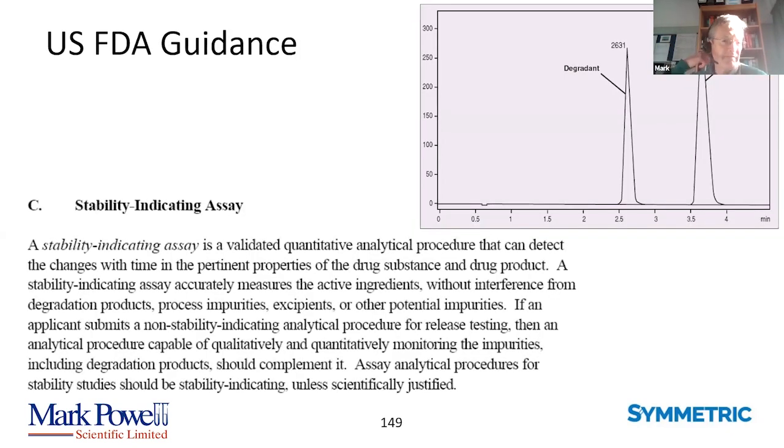So US FDA published some guidance some while ago on what it counted as a stability indicating method. So a validated quantitative method can detect changes with time in the pertinent properties of drug substance and drug product. So it talks about disappearance of the active and appearance of degradation products. It also says something remarkably stupid. It says assay analytical procedures for stability studies should be stability indicating unless scientifically justified. So I would love to see the scientific justification for using a non-stability indicating assay method for a stability study. That would be pushing credibility, wouldn't it? So we're not going to do that.